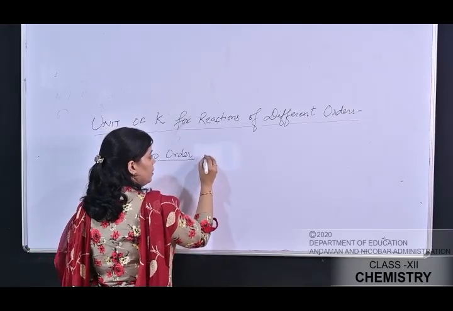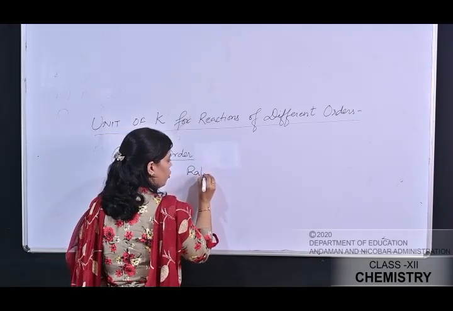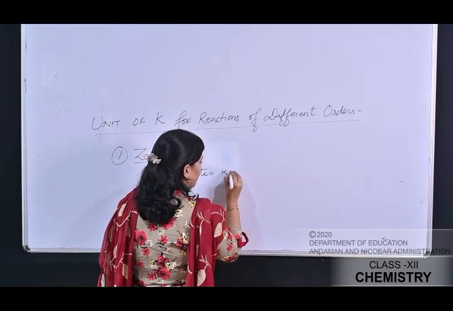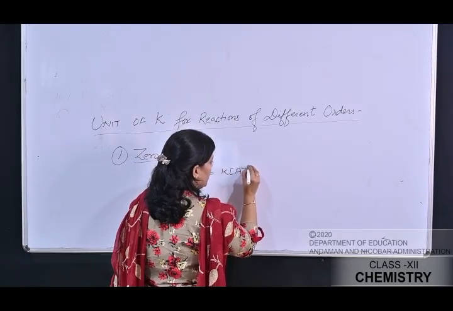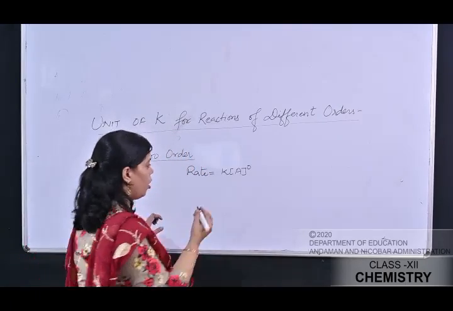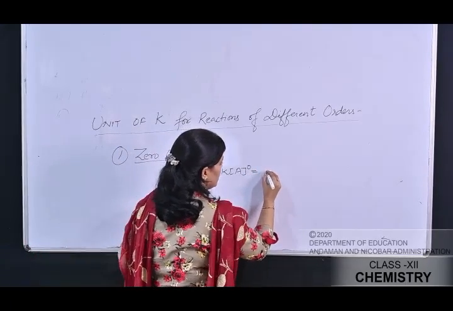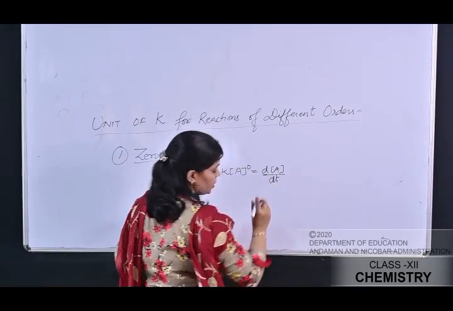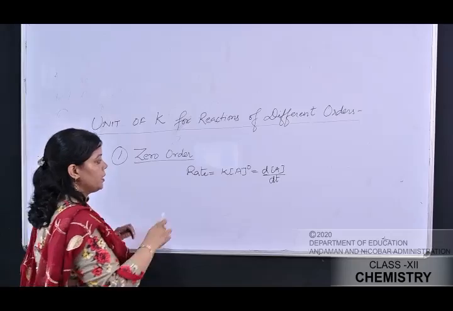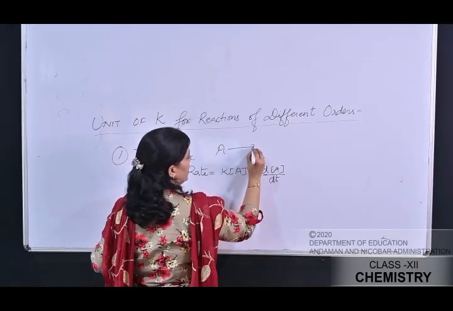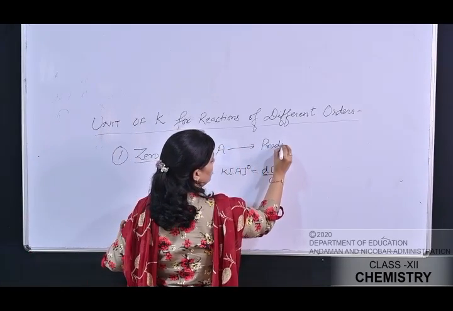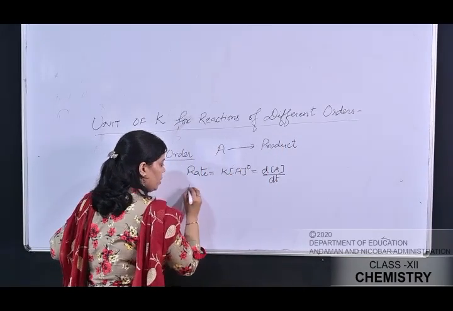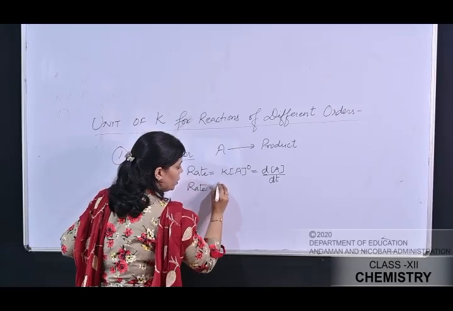The rate equation for the zero order reaction can be written as k concentration of A raised to power 0, or we can write the differential rate equation as dA by dt, for the general example A reacting to give the product. Any quantity raised to power 0 is equal to 1. So the rate is equal to k.